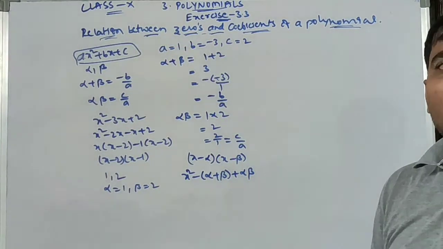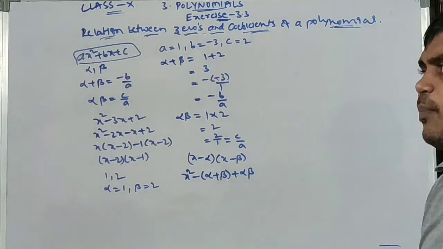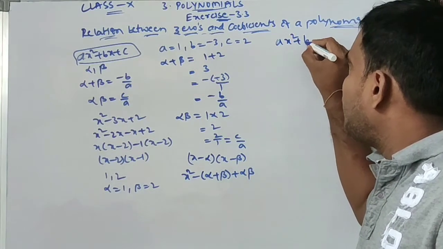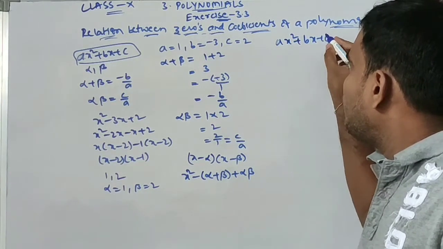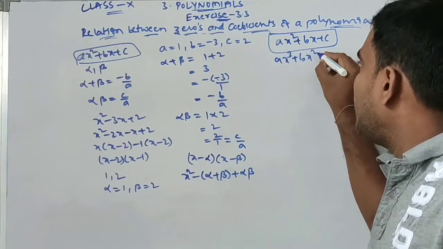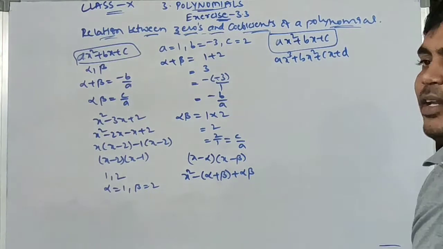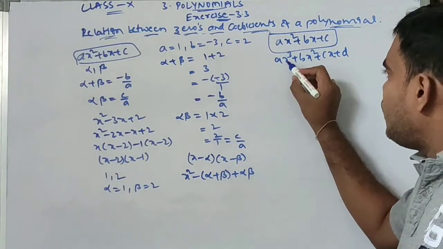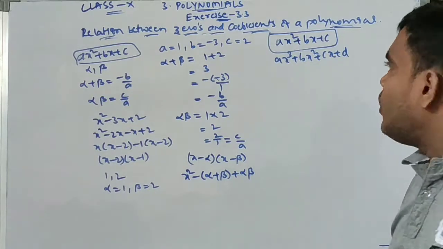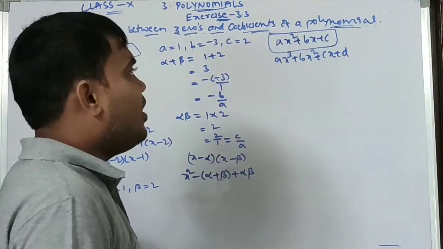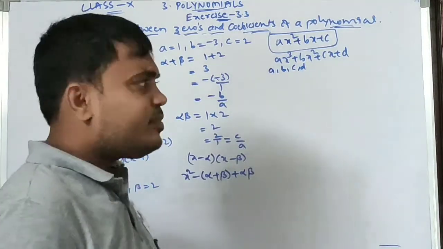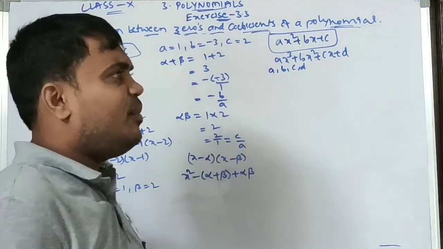Now I want to take a cubic polynomial. What is the general cubic polynomial? The general cubic polynomial is in the form of ax cube plus bx square plus cx plus d. So this is the general cubic polynomial. The x cube coefficient is a, x square coefficient b, x coefficient c, and constant d. Here a, b, c are coefficients and d is the last one, the constant.